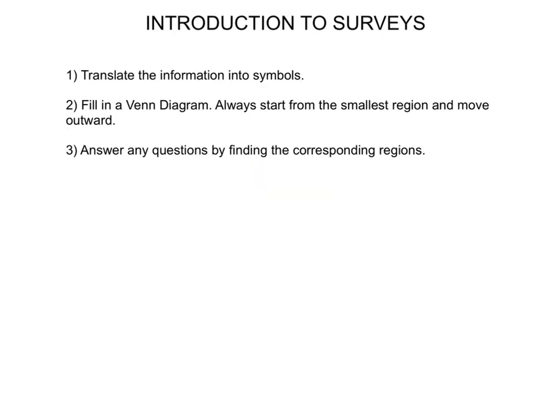So to recap, in order to use set theory to understand surveys, we need to first translate the information into symbols. Second, fill in a Venn diagram, and remember you always start from the smallest region, which is usually the intersection of everything, and move your way outward. And then last, you're going to answer any questions by finding the corresponding regions.